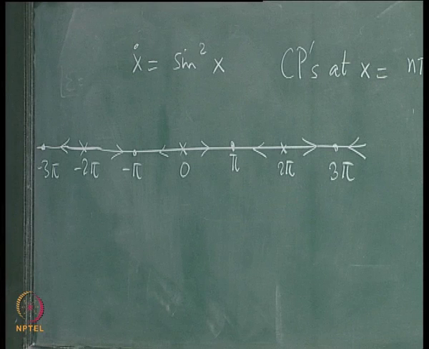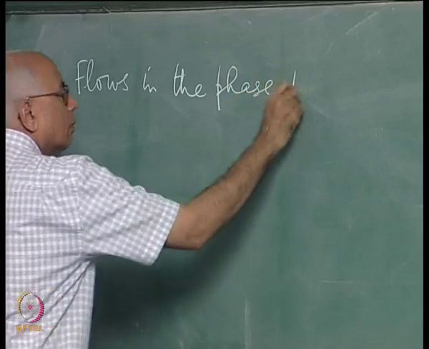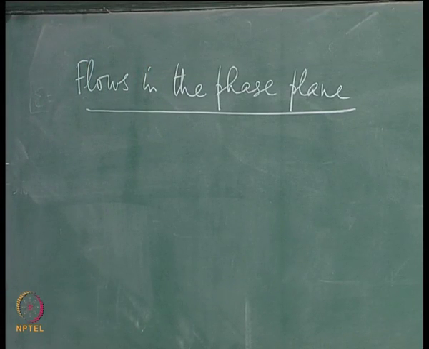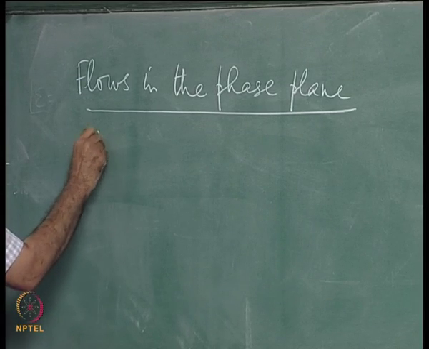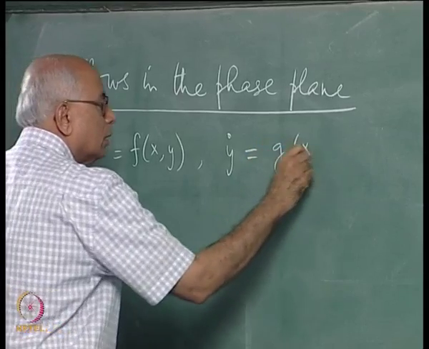Now that we have a little bit of an idea of what one dimensional systems would do, let us go over to two dimensional systems. And instead of calling the variables by x1 and x2, let me call them x and y for short. So let us now talk about flows in the phase plane. Two-dimensional dynamical systems, and this would be a special case of the n dimensional system I talked about earlier. They are specified by equations of the form x dot is some function of x and y, and y dot is some other function of x and y.